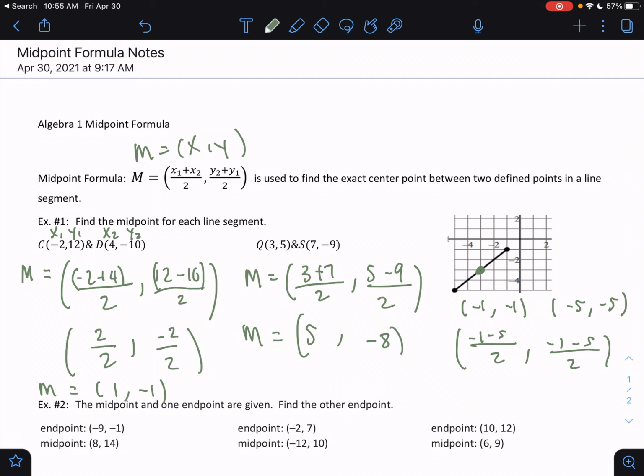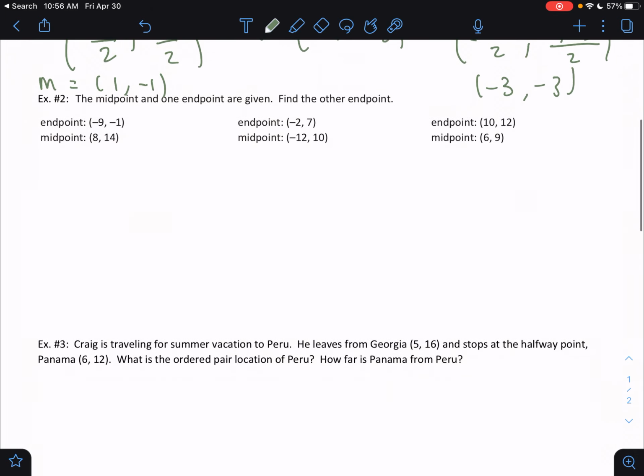So negative 1 minus 5 divided by 2 is going to be negative 3. So it'll be the same thing. And we can see that my estimation right there was correct. So that one we were able to count, but we just double checked with the midpoint formula there.